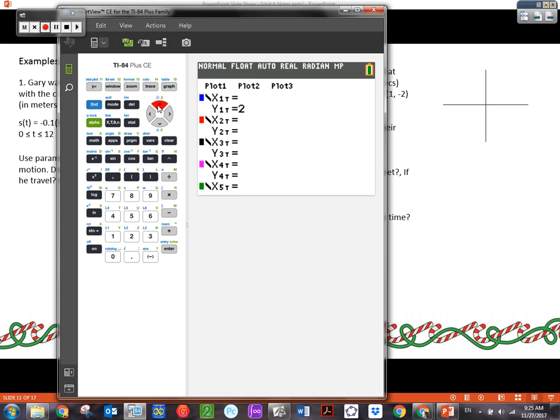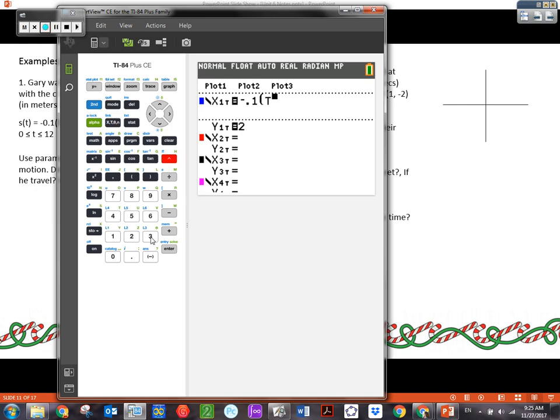So that's -0.1 times t cubed. Notice I just push that and I get a t cubed, and then we have minus 20 t squared, then we have plus 110 t, and then we have minus 85.